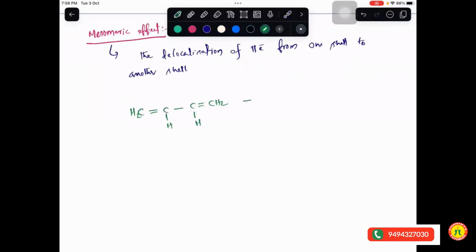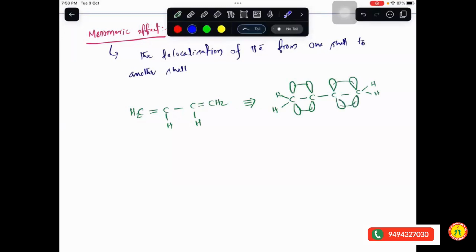So how am I writing it in the orbital section? See here, I am taking the C. Here a hydrogen is there, one hydrogen. So this pi bond you can write like this, right? This is the one pi bond. Next, this is another sigma bond. Here I am writing, so this is the one pi bond. See, these pi bonds are continuously oscillating like this.